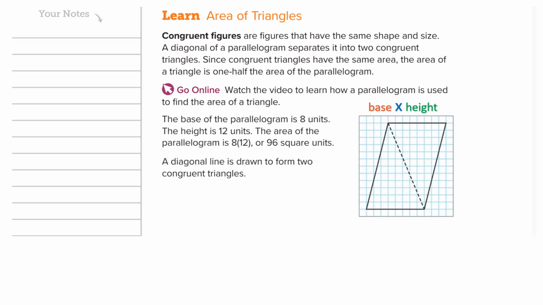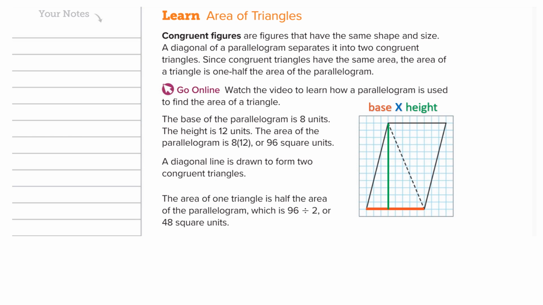So the base would be the bottom, and then I'm going to multiply by the height, which is going from bottom to top, making a right angle, and then I would multiply those two together. That would tell me that I have 8 times 12, which gives me the 96 square units that they're talking about here in the book. Now, when I look at it and I see that I have two congruent triangles, then I really only want the area of half of it.